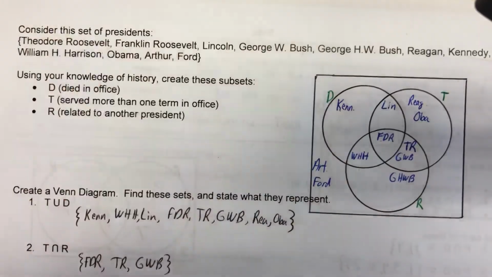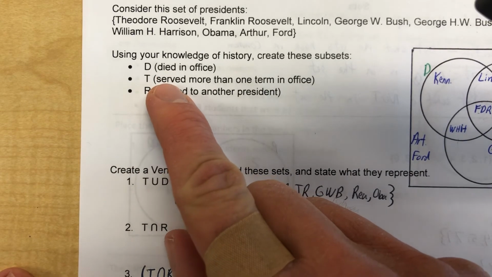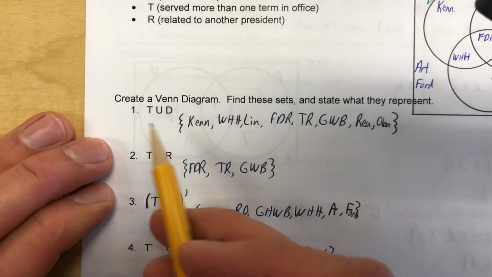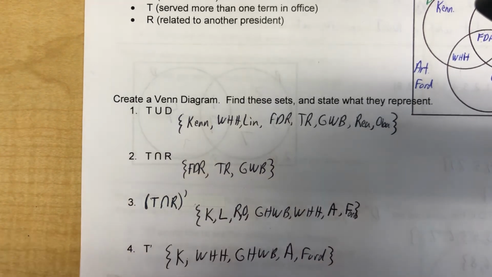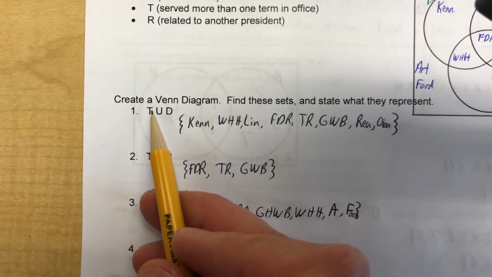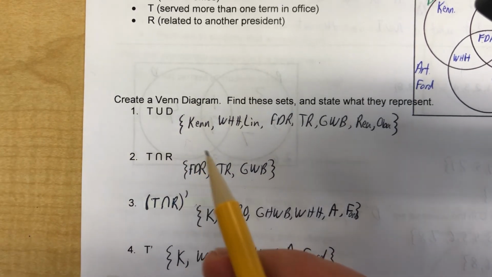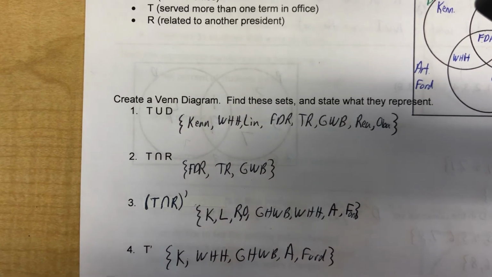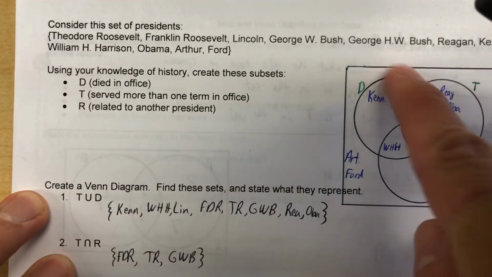So here goes. We have to keep in mind what these letters represent: those that died in office, those that served more than one term, and those related to another president. This is a list of every president that, this word right here means or, by the way, served more than one term in office or died in office. Now, it's not every president, because I don't have Warren Harding in there who died in office, or Zachary Taylor, those kinds of guys. But we do have from this list, right?